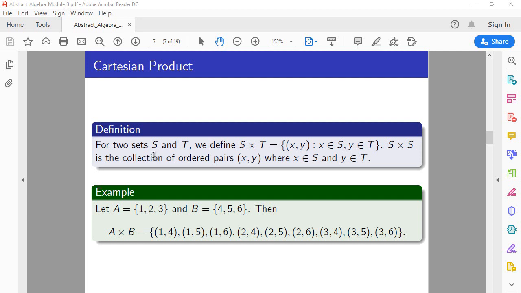Given two sets S and T, define S cross T to be the set of all ordered pairs (x, y) where x is in S and y is in T. The reason I'm using the word ordered pairs is because (x, y) is not the same as (y, x). This is the collection of ordered pairs (x, y) where x is in S and y is in T. The set S cross T is called the Cartesian product of S and T.